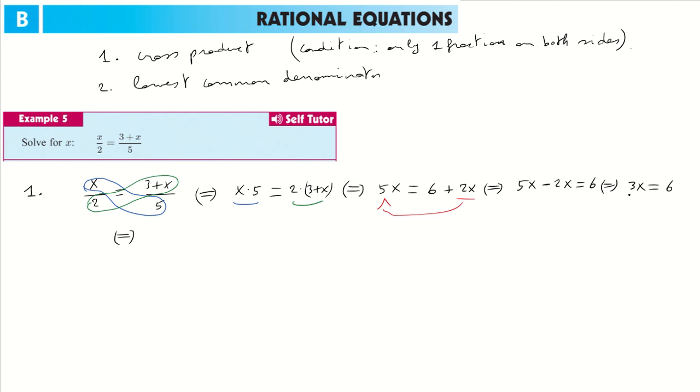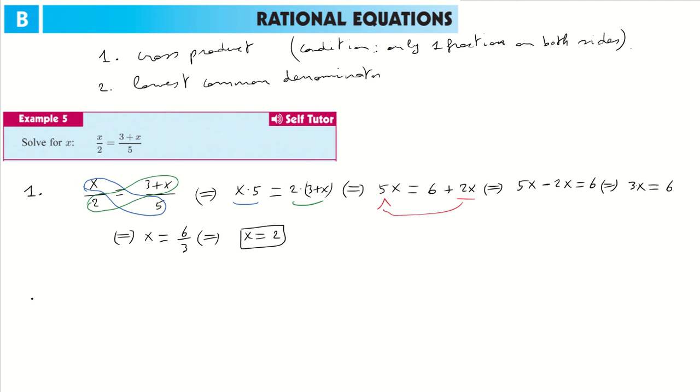And then I want to get rid of the 3, so it's times 3 here. When I move it to the right hand side, it becomes divide. So times 3 here is dividing 3 on the right hand side, so 6 divided by 3, and this gives me a 2 as an answer.